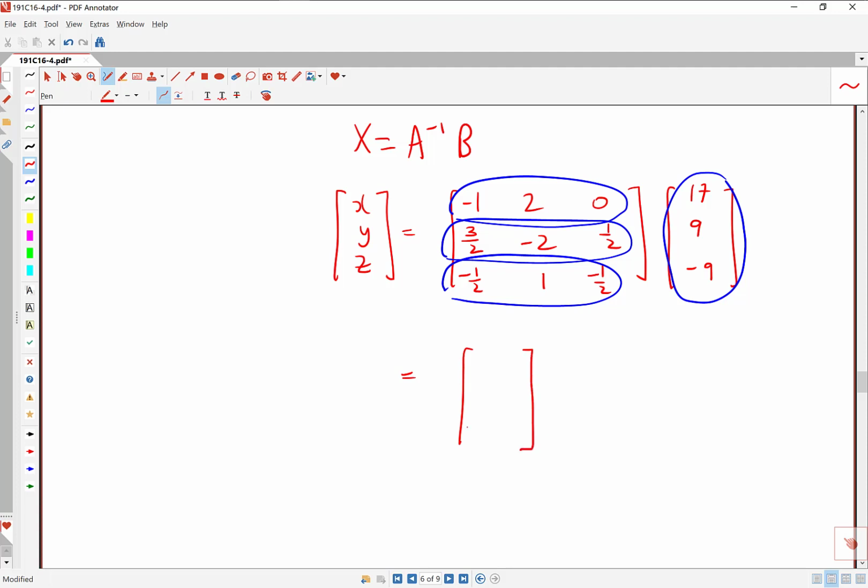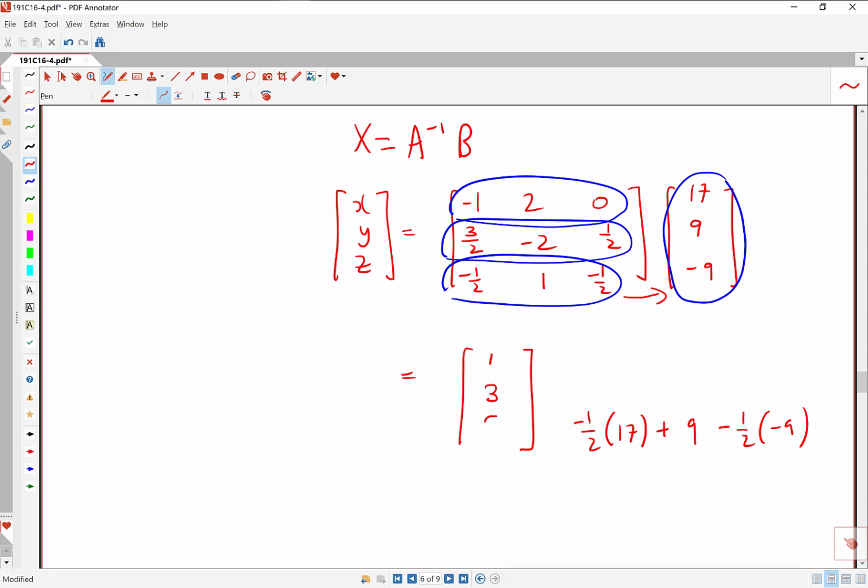So we're going to end up with 3 numbers, and these are going to give us the values of x, y, and z. Right, so for our first dot product, we're going to go minus 17 plus 18 is 1. For the second dot product, I might write down what I'm doing. 3 halves times 17 minus 2 times 9 plus a half times negative 9. Well, this sounds like I'm going to type that into the calculator. That gives us 3. And then finally for our last dot product, I think I'll write down again what we would type into the calculator. Minus a half times 17 plus 1 times 9 and then plus minus a half times negative 9.